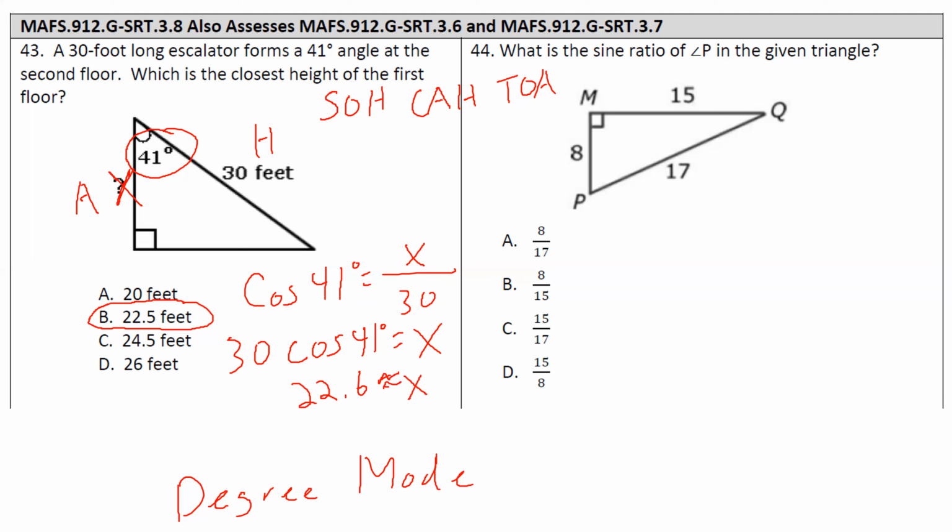On 44, what is the sine ratio of angle P? So we have angle P. Sine is opposite over hypotenuse. 15 is opposite. 17 is hypotenuse. So we're doing 15 over 17, which is option C.